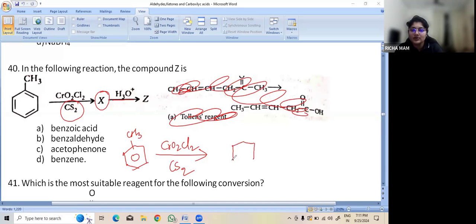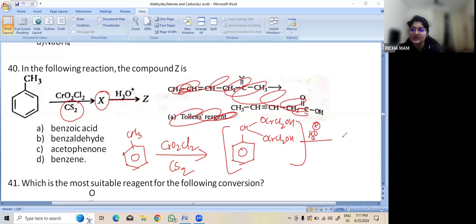It will form the chromium complex, that is OCrCl2OH. So a chromium complex is formed. This chromium complex further, what will it do? It will undergo acid hydrolysis, and your CH3 group, your methyl group, is converted into an aldehyde group. So the compound is benzaldehyde, option number B. Please note this.